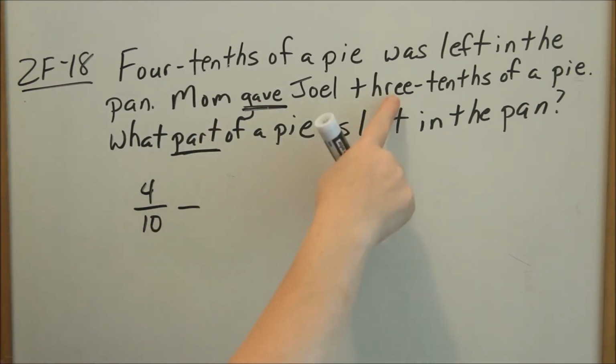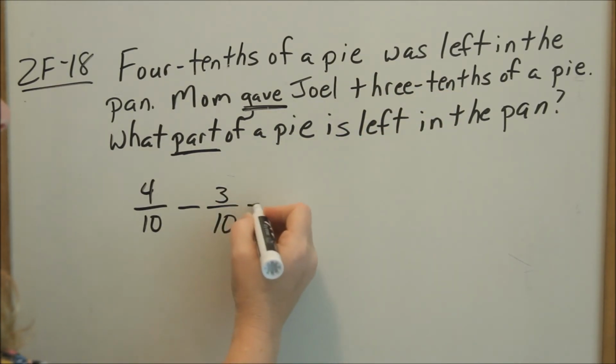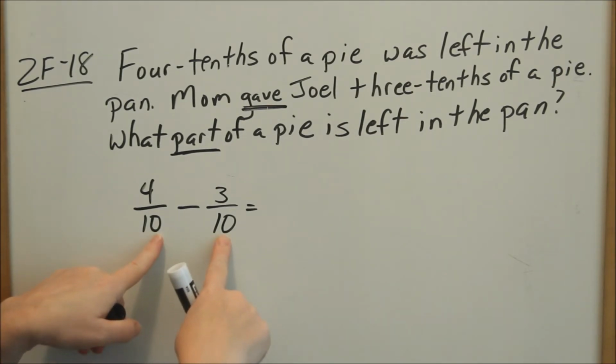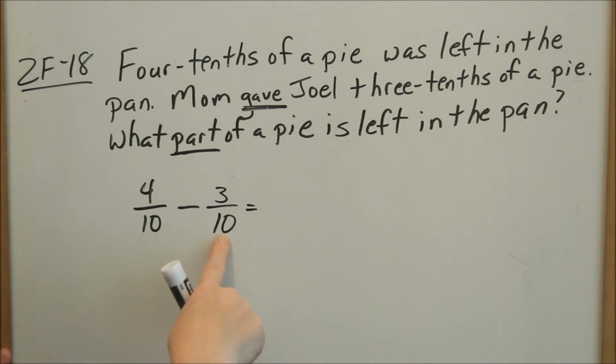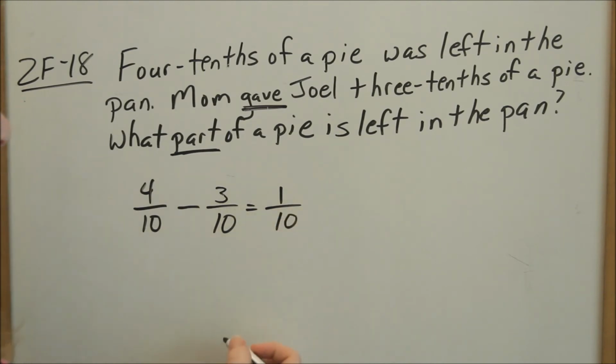Well, how much did she give away? 3/10. So 3/10. Now we can figure out what part of the pie is left. We already have a common denominator, so then from there you just add or subtract the numerator. So we're subtracting here. 4 minus 3 equals 1 for your numerator. Your denominator stays the same.